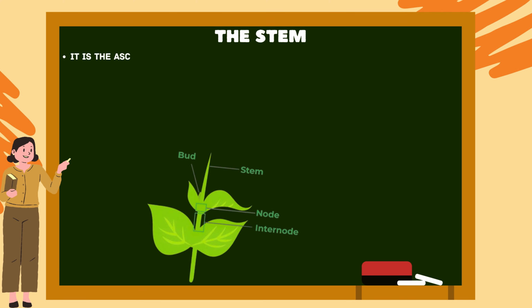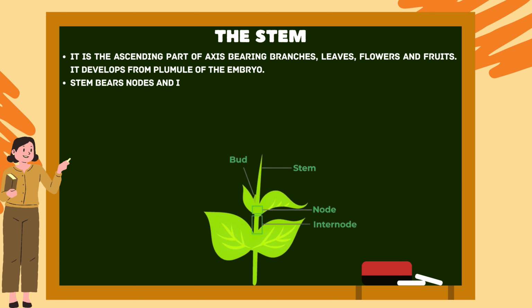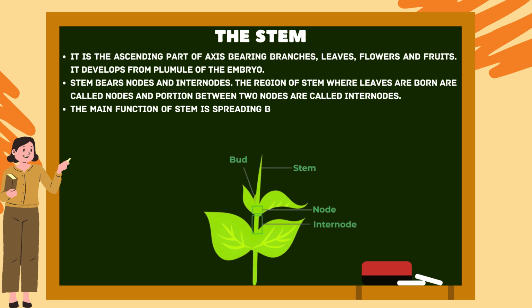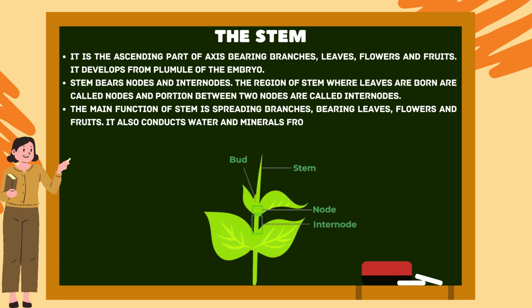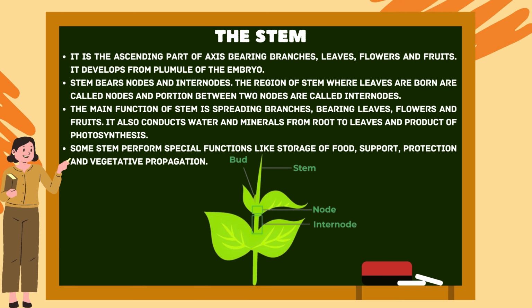Moving to the next topic, the stem. It is the ascending part of the axis bearing branches, leaves, flowers and fruits. It develops from the plumule of the embryo. The stem bears nodes and internodes. The region of the stem where leaves are borne is called a node, and the portion between two nodes is called an internode. The main function of the stem is spreading branches bearing leaves, flowers and fruits. It also conducts water and minerals from roots to leaves and the products of photosynthesis. Some stems perform special functions like storage of food, support, protection and vegetative propagation.